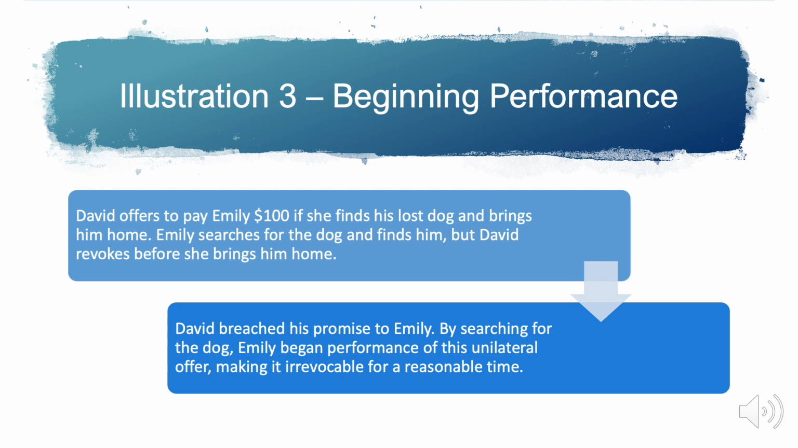Please read the screen. David offers to pay Emily $100 if she finds his lost dog and brings him home. Emily searches for the dog and finds him, but David revokes before she brings him home. David breached his promise to Emily. By searching for the dog, Emily began performance of this unilateral offer, making it irrevocable for a reasonable time.